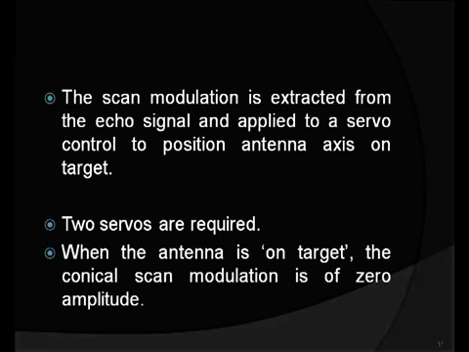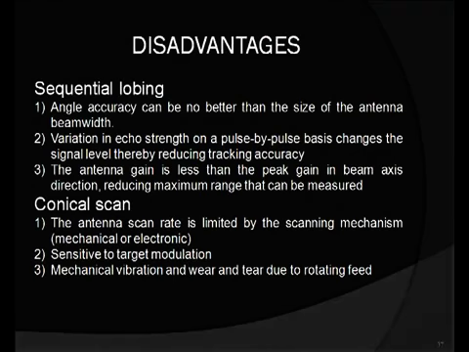This scan modulation is extracted from the echo signal and applied to a servo control to position the antenna axis on target. So we require two servos. When the antenna is on target, the conical scan modulation is of zero amplitude. So here we will have a comparison between sequential lobing and conical scan in terms of their disadvantages.